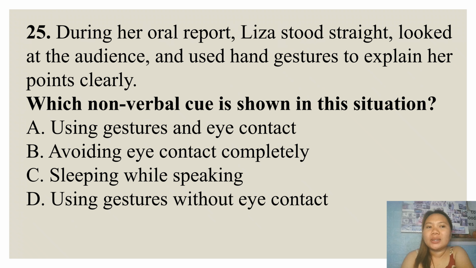3, 2, 1, 25. During her oral report, Lisa stood straight, looked at the audience, and used hand gestures to explain her points clearly. Which nonverbal cue is shown in this situation? A. Using gestures and eye contact. B. Avoiding eye contact completely. C. Sleeping while speaking. D. Using gestures without eye contact.